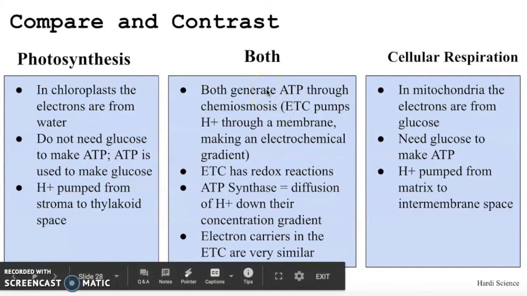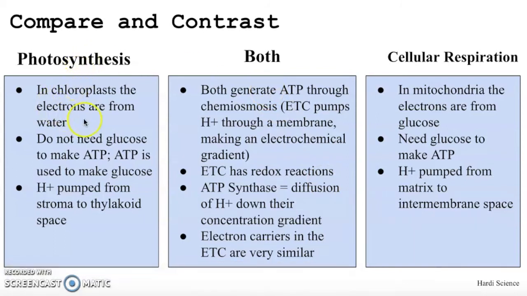So one has to do with the electrons and where they're coming from. So in photosynthesis, the electrons are coming from water and provided by water, but in cellular respiration, the electrons are provided from the breakdown of glucose. In photosynthesis, we don't need glucose to make ATP. ATP actually is used to make glucose. In cellular respiration, it's a little bit backwards, where we need glucose to make the ATP.